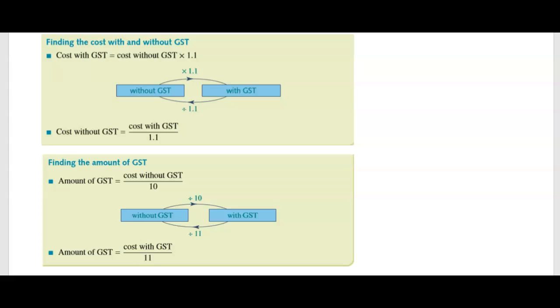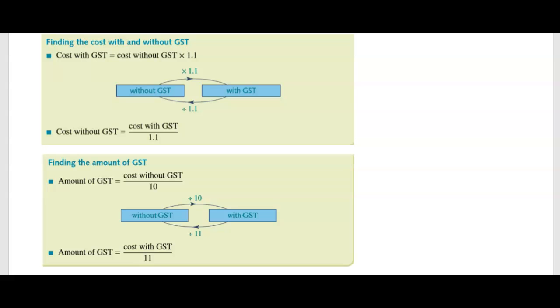Hi ladies, in this video we're going to go through questions 11 to 15 in 4A. These questions all focus on GST. You've probably heard of GST because you all buy goods, and GST just stands for Goods and Services Tax. So it's a tax the government places on goods and services. It's calculated at 10% of whatever the cost of the good or the service is.